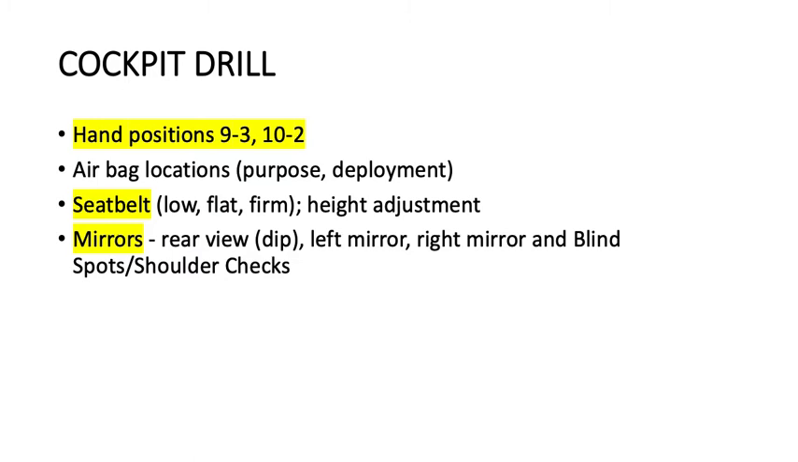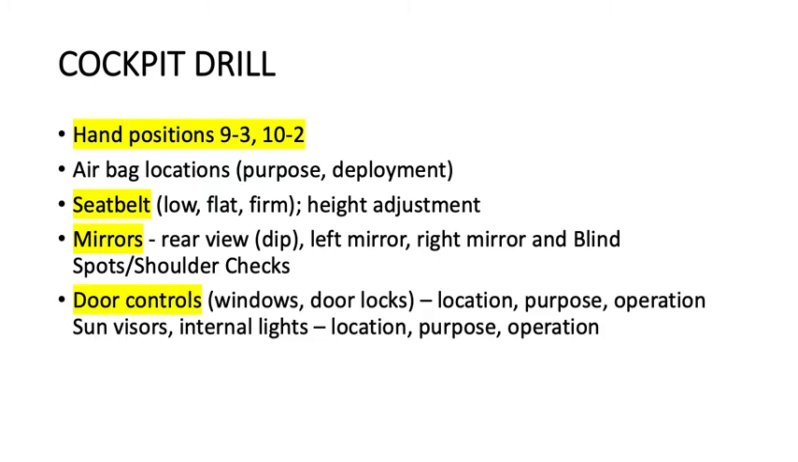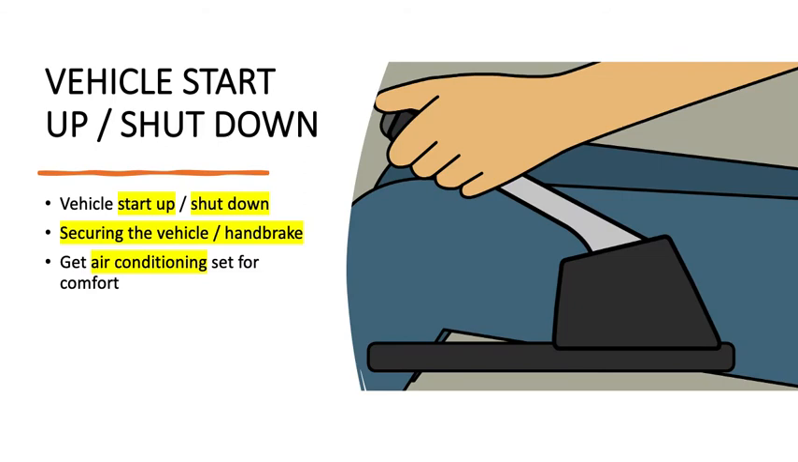Mirrors, rear view and the dip, left mirror, right mirror and blind spots, shoulder checks. Then we go through the door controls, window controls as well, what their purpose is, and you can go through the sun visors and internal lights as well. I've highlighted in yellow the ones which I would say are high priority. The ones that aren't highlighted are less of a priority.